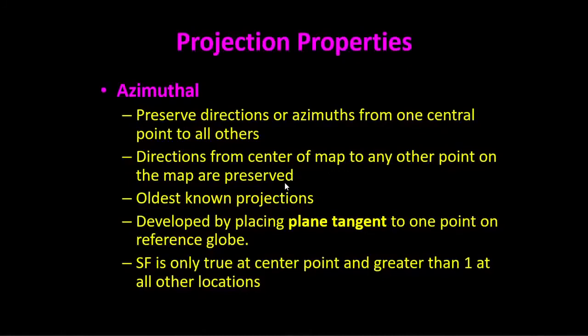Our next projection is called the azimuthal. These are going to preserve directions, or azimuth, from one central point to all others. And so that's where it's good. It's good at showing directions from a particular location, or a particular center of a map, to any other point from there. And this is one of the oldest known projections. The idea here is it's developed by placing a plane tangent to one point on the reference globe. Once again, that one point is wherever you so choose. And it's at that point where the scale factor is going to be 1. At all other locations, the scale factor is going to be greater than 1, and thus an exaggerated scale.